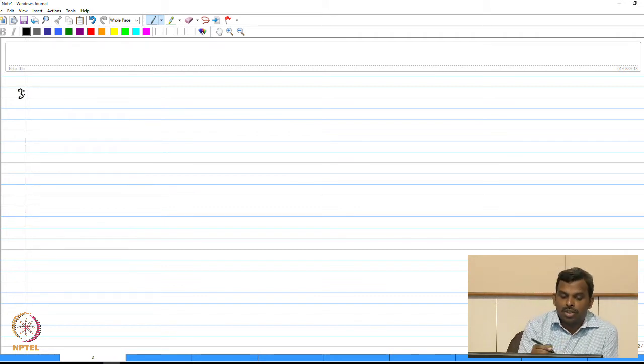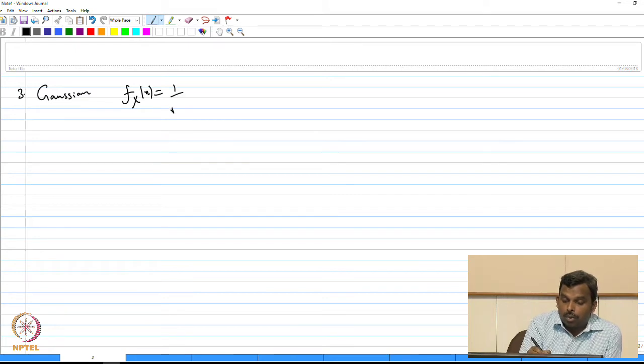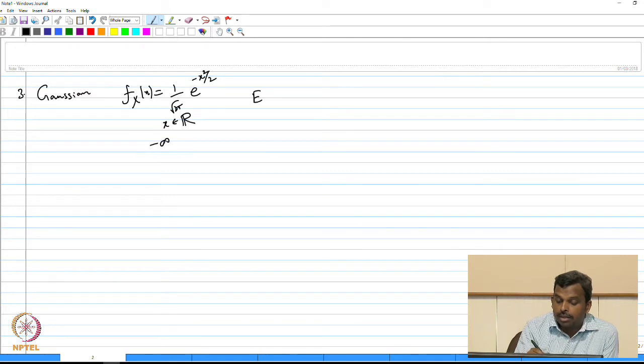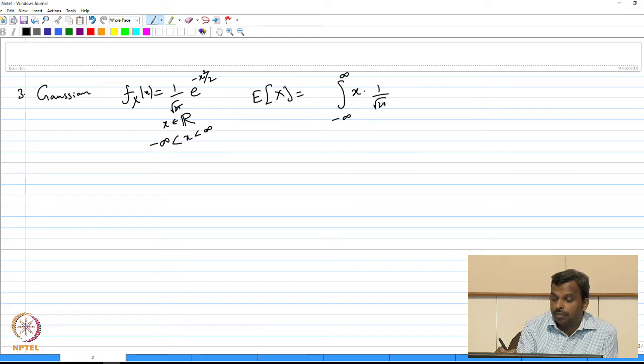Also, I think you can identify some symmetries of the function, even symmetry, odd symmetry, and then quickly do your work sometimes. So for instance, here's an example in the Gaussian case. If you look at f of x, it is 1 by root 2 pi e to the power minus x squared by 2. This is a standard Gaussian. If you compute the expected value of x, remember x goes over the entire real line, minus infinity less than x less than infinity. So you will get this integration from minus infinity to infinity of x times 1 by root 2 pi e to the power minus x squared by 2 dx.